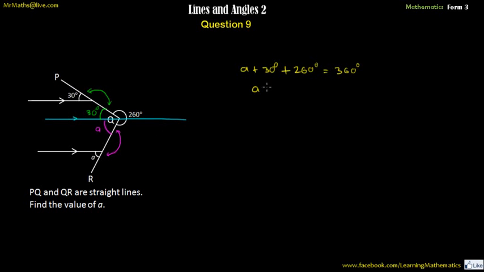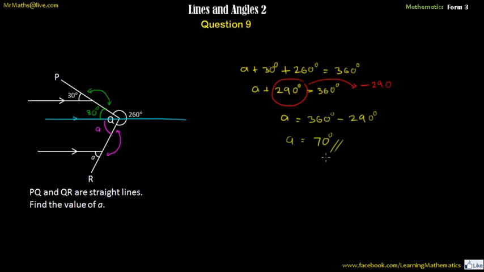Then A plus 30 plus 260 becomes 290 degree, equal to 360 degree. Move 290 over to the right, then become minus 290. So now A is equal to 360 minus 290 degree, which is 70 degree. So that's the answer. Interesting, eh? Let's go to the last question.